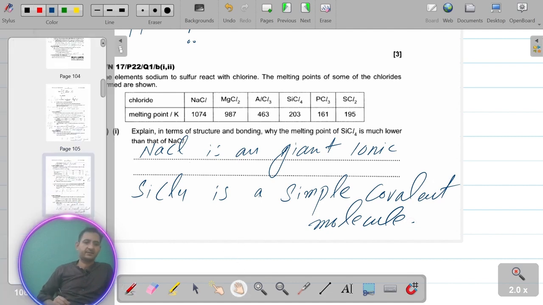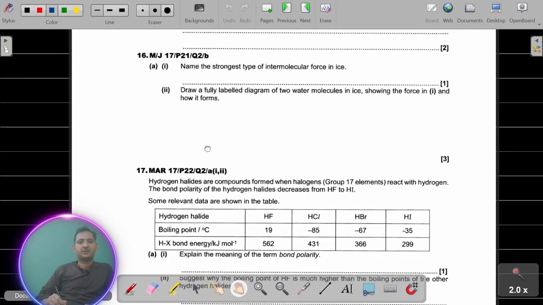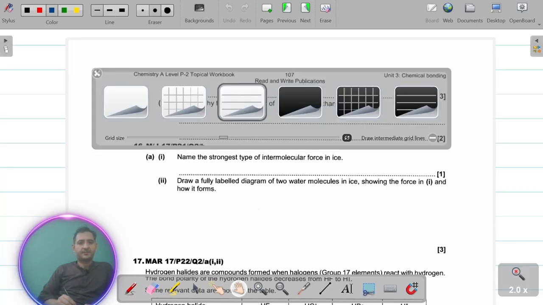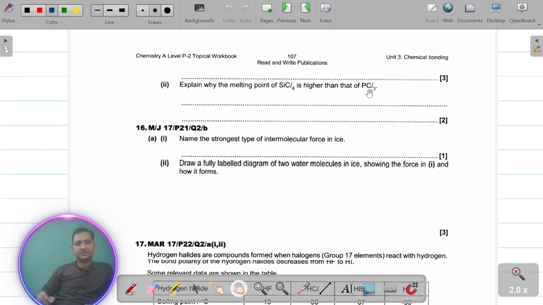So we have the next question. Only two pages are remaining, luckily. Explain why the melting point of SiCl4 is higher than PCl3. We could easily predict that SiCl4 is a simple molecule with van der Waals forces, dispersion forces. In the case of NaCl, it is giant, and we have already done this.